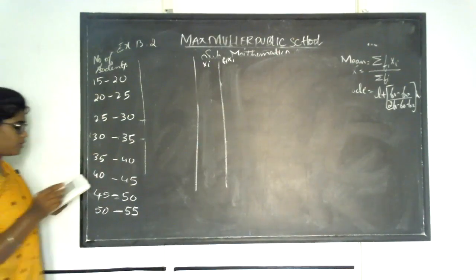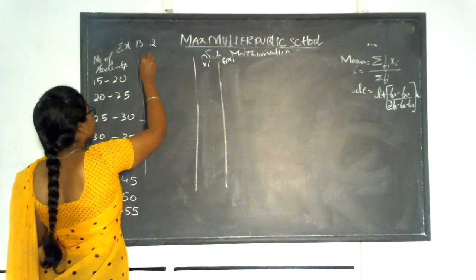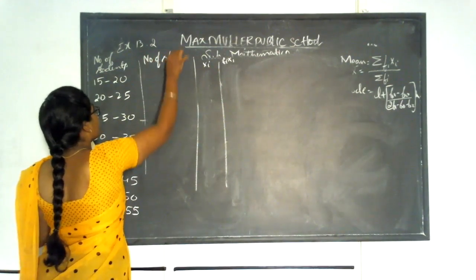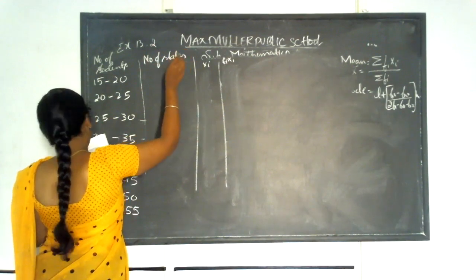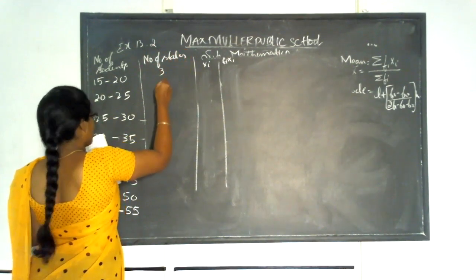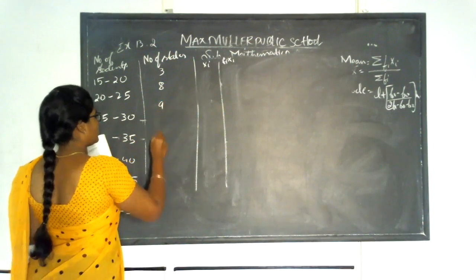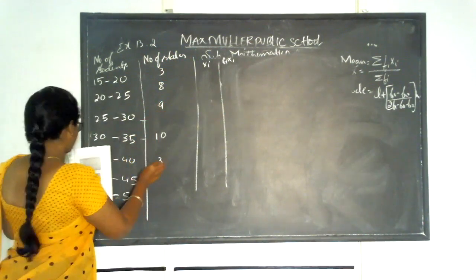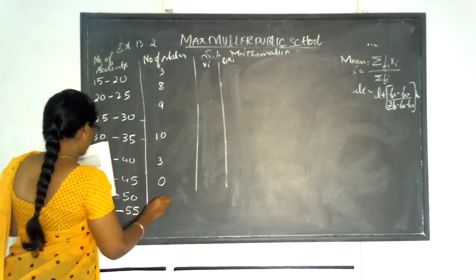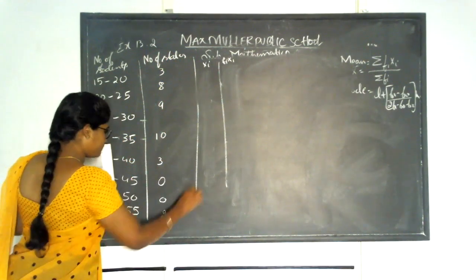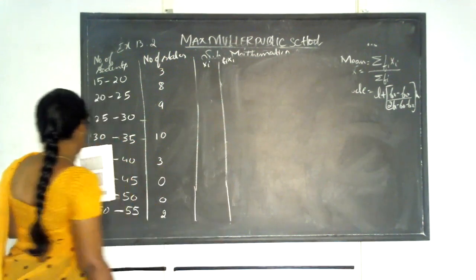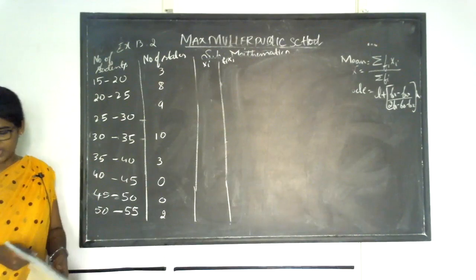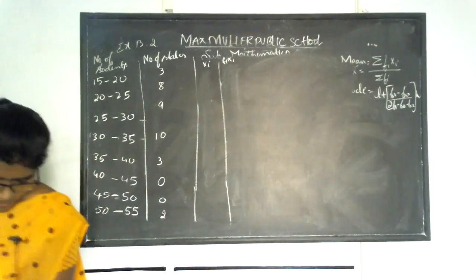Then what they have told, number of states. So what you have is 3, 8, 9, 10. By the time of writing the question, even you copy down the table and start doing. Do not wait. First they have told, find the mode and mean. First we'll find out the mode and then we'll go to the mean.